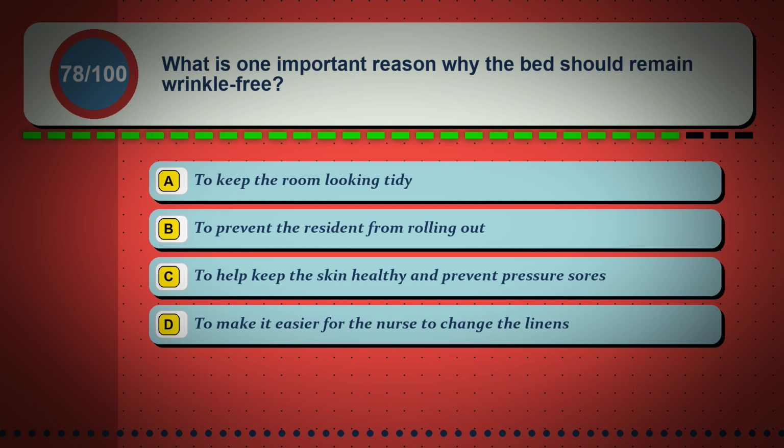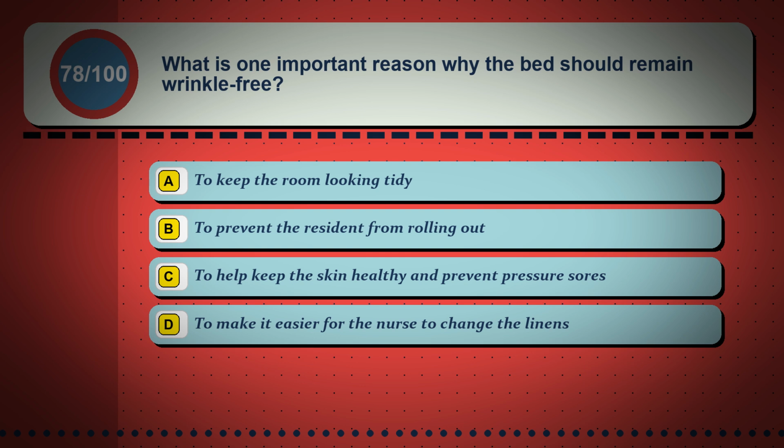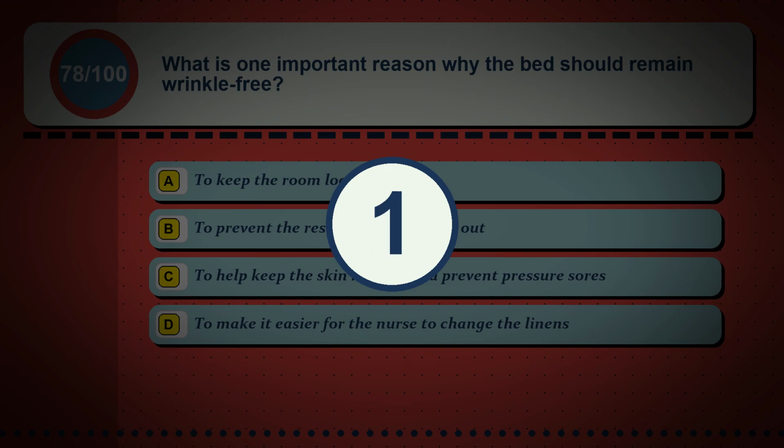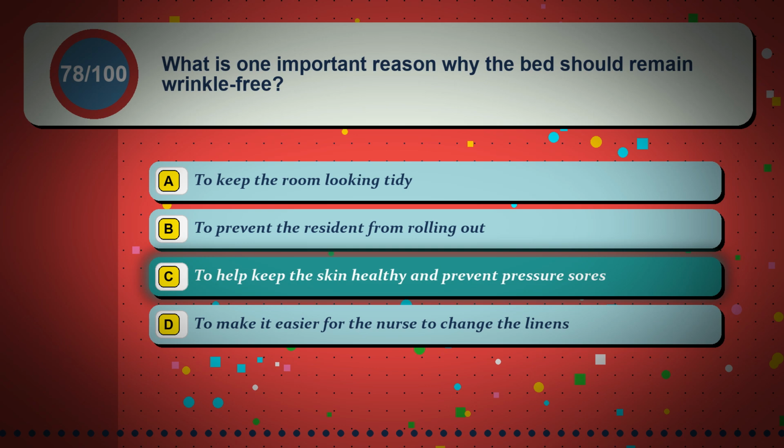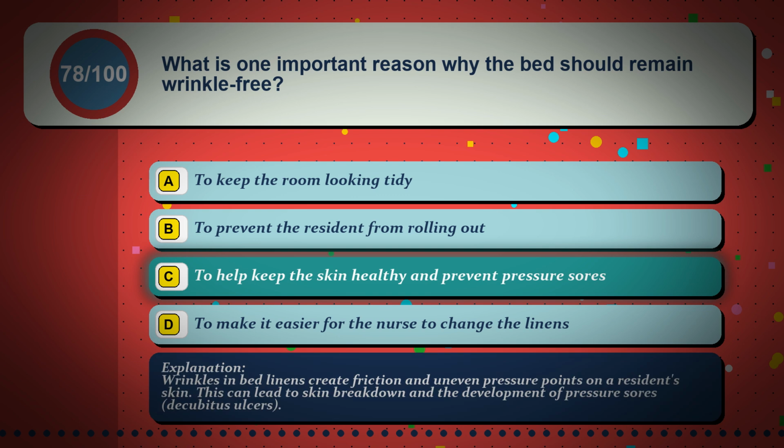Question 78. What is one important reason why the bed should remain wrinkle-free? Option A, to keep the room looking tidy. Option B, to prevent the resident from rolling out. Option C, to help keep the skin healthy and prevent pressure sores. Option D, to make it easier for the nurse to change the linens. The correct answer is option C, to help keep the skin healthy and prevent pressure sores. Wrinkles in bed linens create friction and uneven pressure points on a resident's skin. This can lead to skin breakdown and the development of pressure sores, decubitus ulcers.